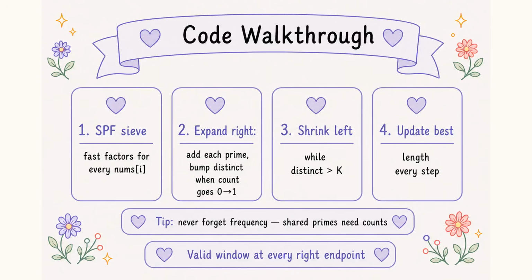Code walkthrough in plain words. First, prepare fast factorization. Then, for every right endpoint, expand the window. If too many distinct primes appear, shrink from the left until the window is legal again. Every time the window is valid, record its length. Because every right endpoint keeps a valid window, we never miss the longest answer.